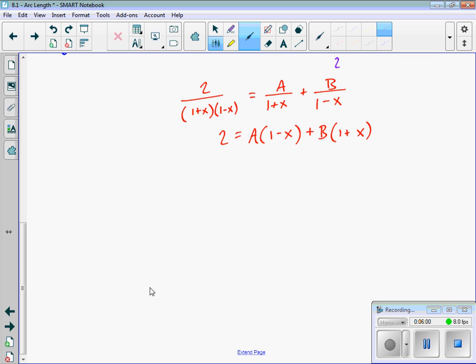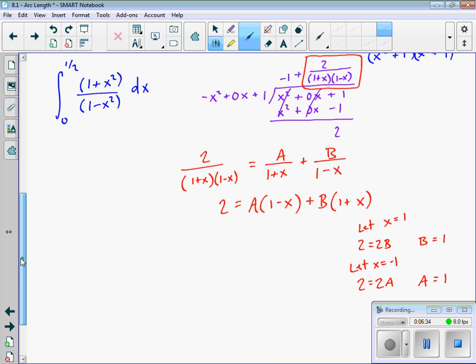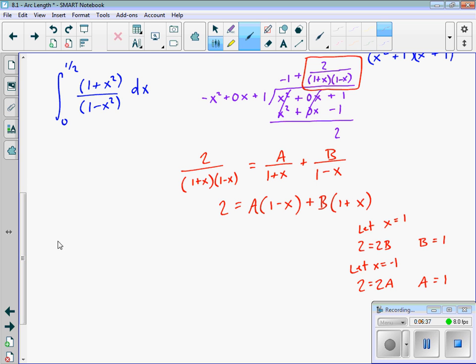And then we're going to use convenient values here. So a convenient value for x would be what? So let's just choose 1 first. So if I choose 1, I get 2 equals, and this is the part that goes away, and this turns into 2B, so B equals 1. And then we're going to let x equal negative 1. So I get 2 equals, and if I choose negative 1, I get 2A. That look right? So A is 1 also, right? Let me know if I messed something up. So we need to go back to putting that into this integral here.